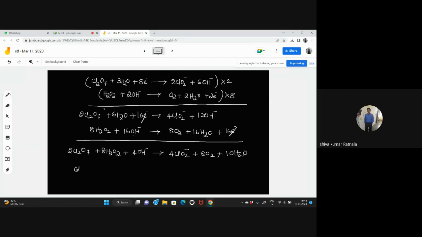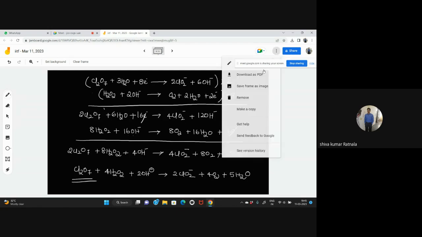So you can write like this also. Cl2O7 + 4H2O2 + 2OH⁻. We are dividing by 2, no? Because the common factor is 2, right? Yes, sir. 4O2 + 5H2O. So this is the balanced reaction.